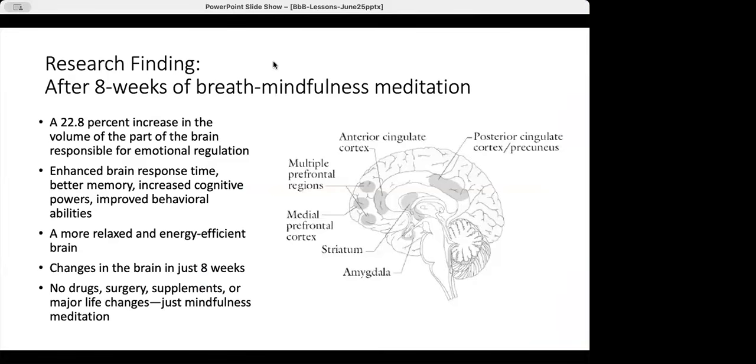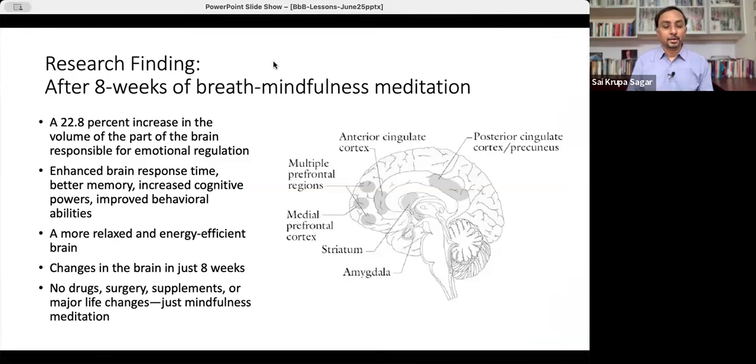And there is a lot of research published. You can see a lot of books. This is a case study from the book Mind to Matter. After 8 weeks of regular breath mindfulness meditation, these are the parts of the brain. They measured the biomarkers and neuromarkers of a person over 8 weeks of breath mindfulness meditation.